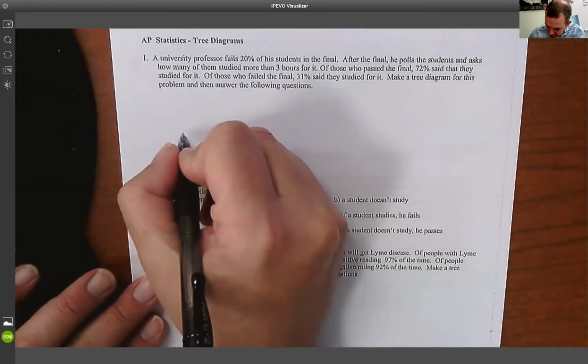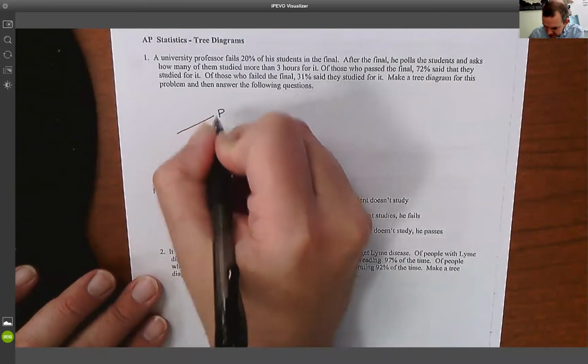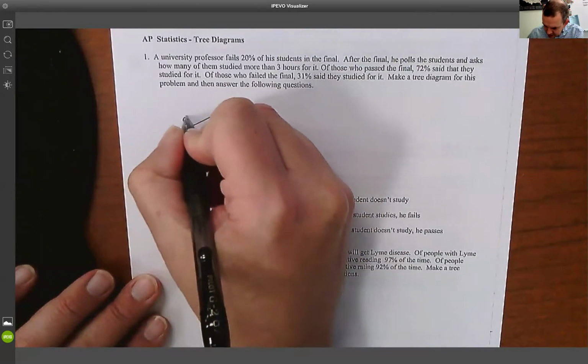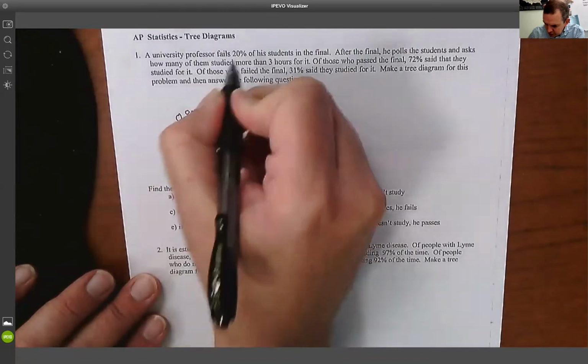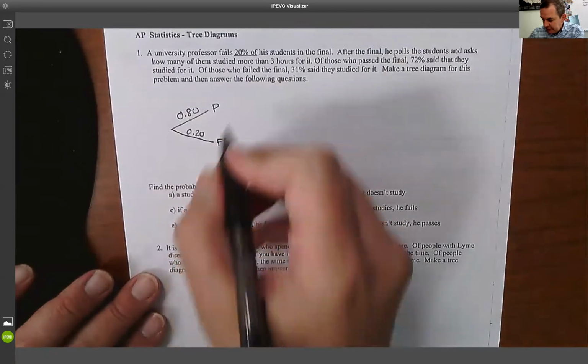So we start off with the pass and fail rate. The reason is because the professor is doing an analysis. So he's saying for pass, he's saying fail. And what he's saying is that 80% passed, 20% failed. Because it says 20% failed, these two need to add up to 1. So that tells me that 80% passed.